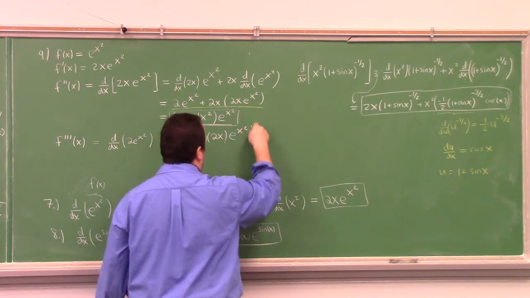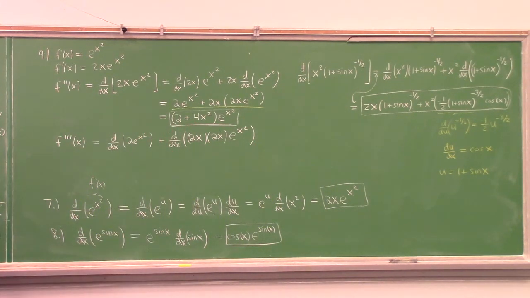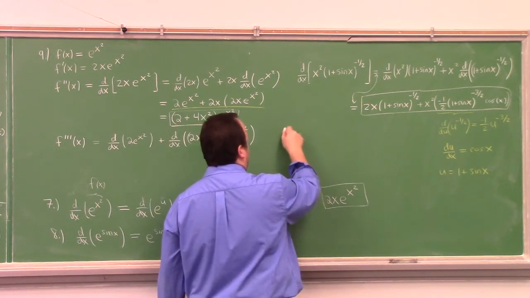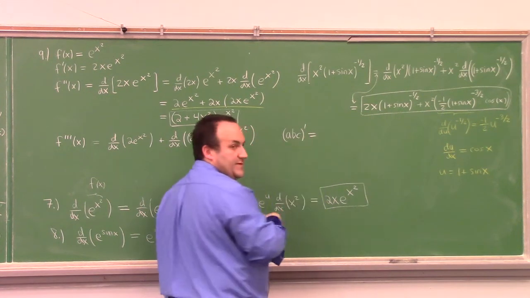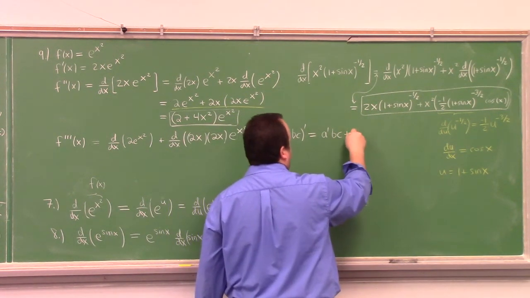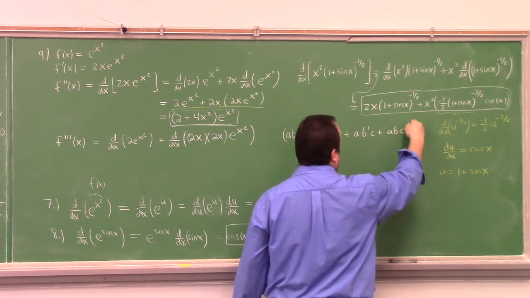That's a product of 3 things. There is a product rule for 3 things. I don't think I've stated this for you guys yet, but here it is. If I have a, b, c, the product rule for 3 things goes like this: a prime b c plus a b prime c plus a b c prime.